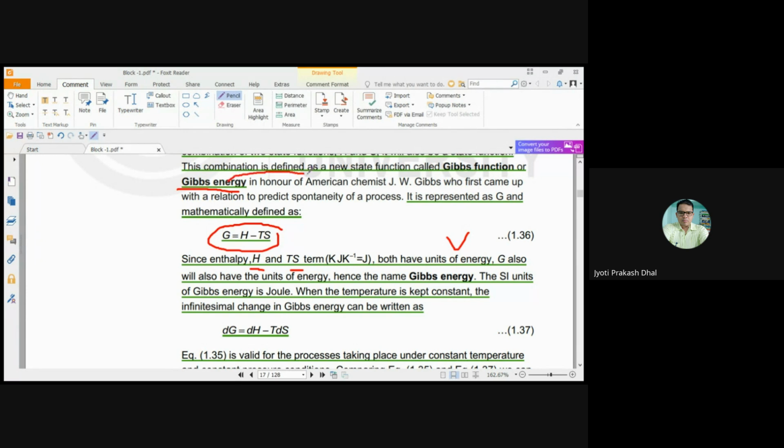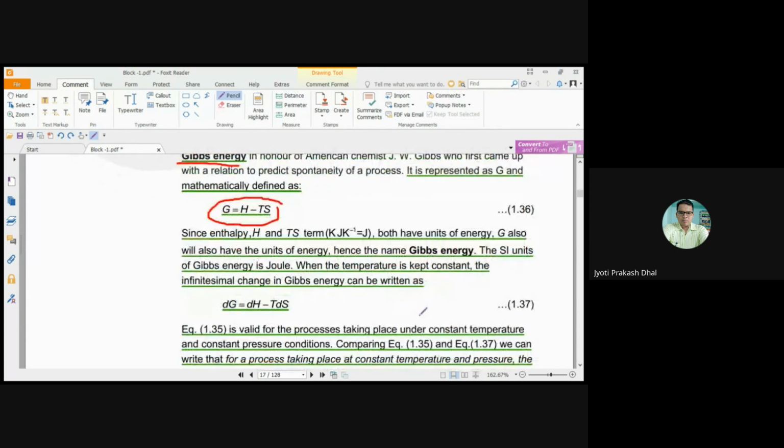Similarly to what we discussed, the Helmholtz function was called Helmholtz energy, and similarly the Gibbs function is also called Gibbs energy. The SI unit of Gibbs energy is joule, and for a very infinitesimal or small change, the Gibbs energy change can be written as dG equals dH minus TdS, that is equation 1.37.